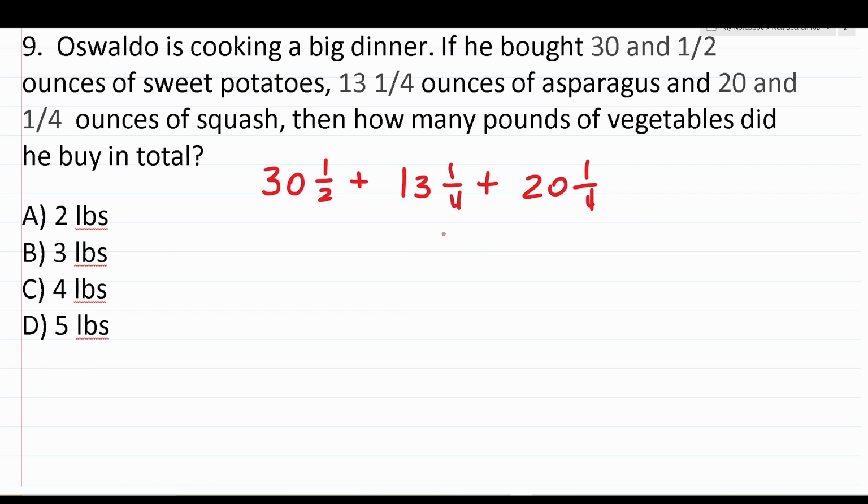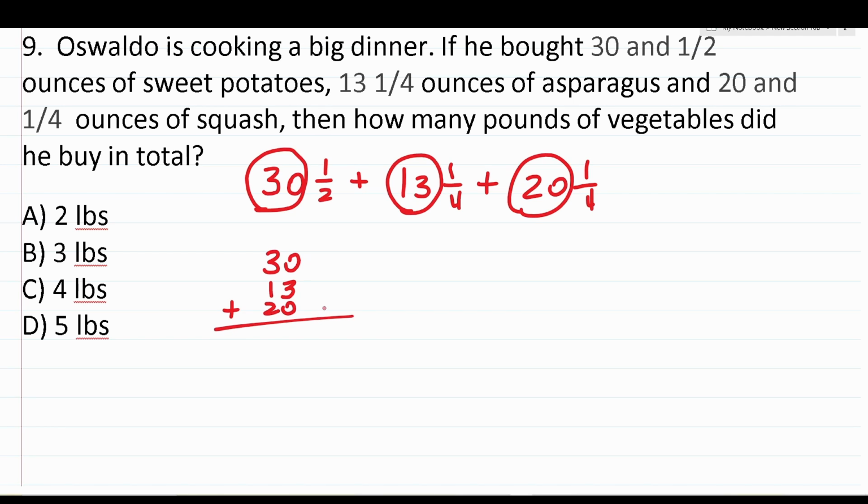Adding mixed numbers can be pretty tedious. So here's the approach I'm going to take. I'm going to add up my whole numbers first. In other words, I'm going to do 30 plus 13 and 20 over here. And then I'm going to add up my fractions, notably 1/2 plus 1/4 plus 1/4 separately.